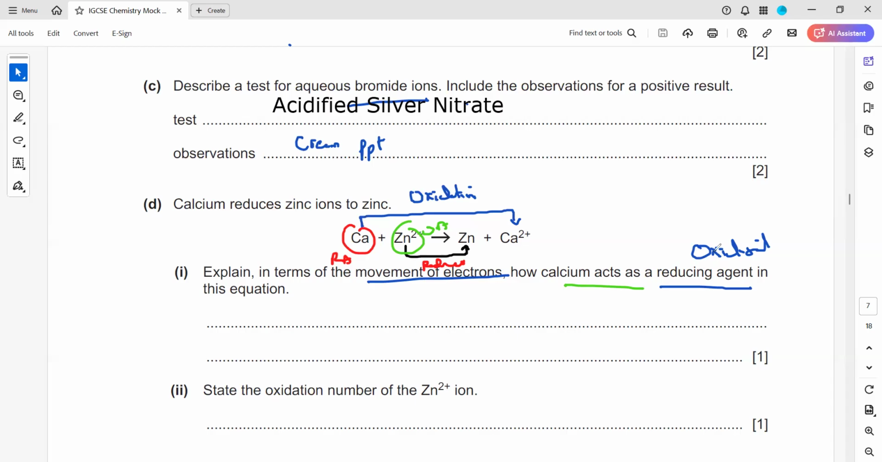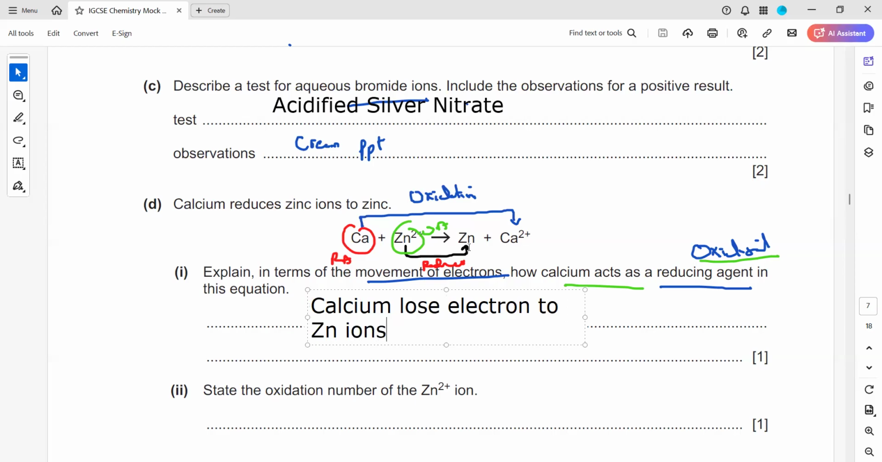So how does calcium act as a reducing agent? Because the definition of oxidation is the same as a reducing agent. Calcium loses electrons. But the question is specifically about the movement of electrons. So you have to say calcium loses 2 electrons, or 2 electrons from calcium transfer to zinc ion. That you have to say.